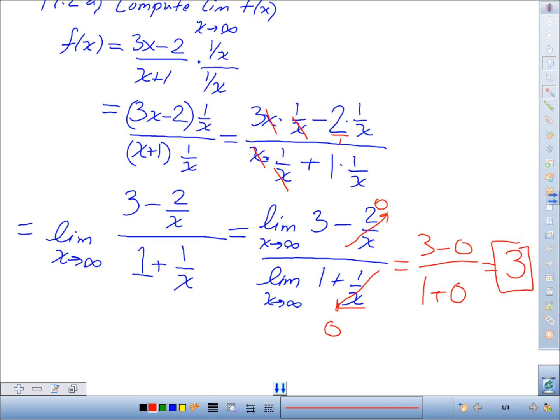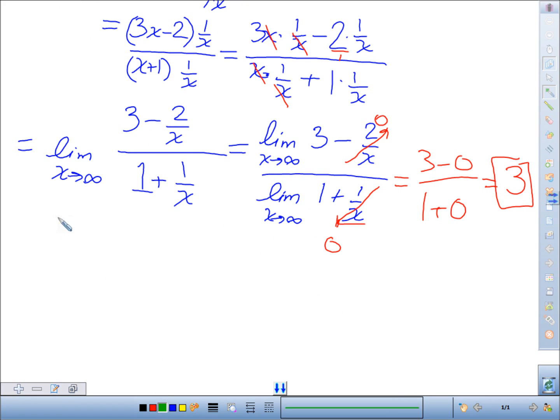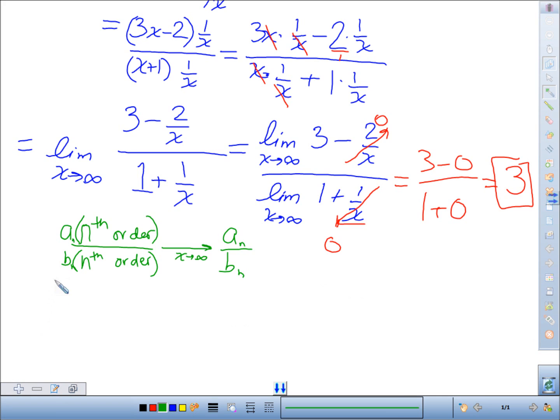So that's the general rule, okay? So if you have, as a general principle, a polynomial of order n over a polynomial of order n, I'll just put here a to the n, b to the n, so we suppose it's some kind of polynomial, then as an answer, for the long-term dynamics, you'll have the ratio of the coefficients. So in this case, it was 3 over 1. It could be 3 over 2. It doesn't have to be an integer or a whole number.